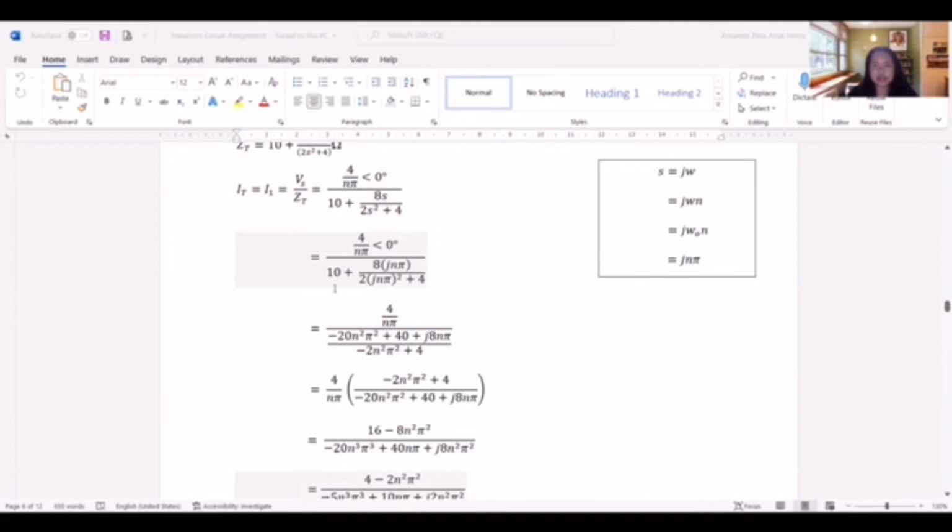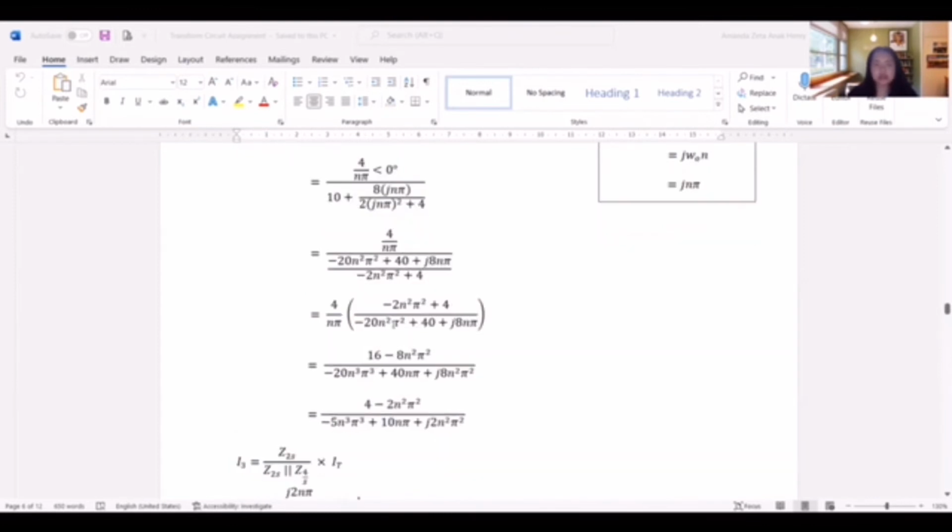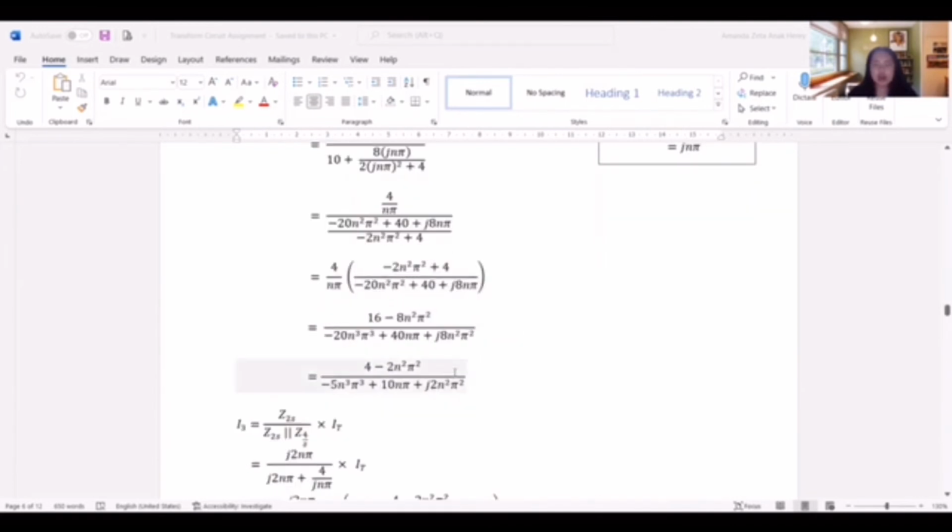So this is the equation after we substitute, and then we make the denominator the same with this one, and then we will get the same denominator, and we will get the answer is this one. We get negative 20 because j to the power of 2 we get negative 1, and then we will get this one, and lastly for the I1 we will get this one.